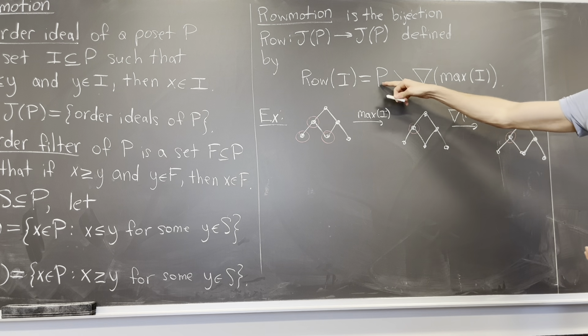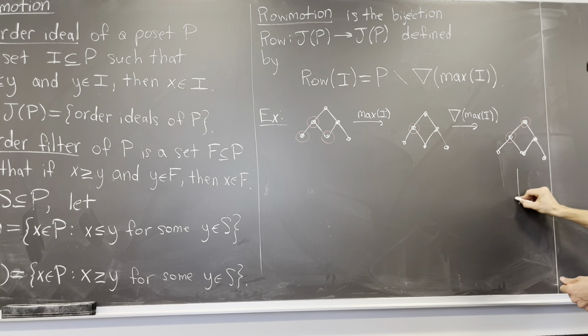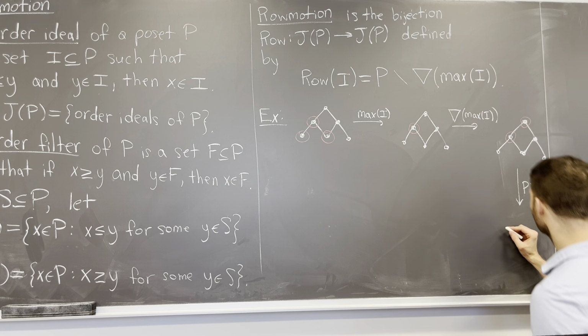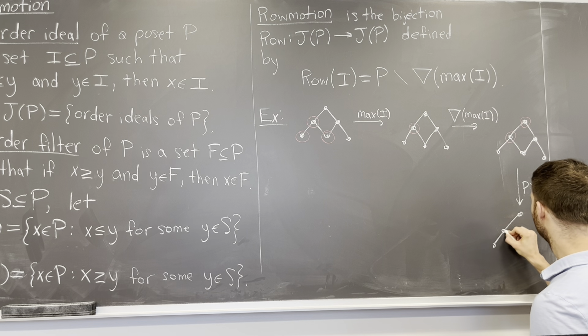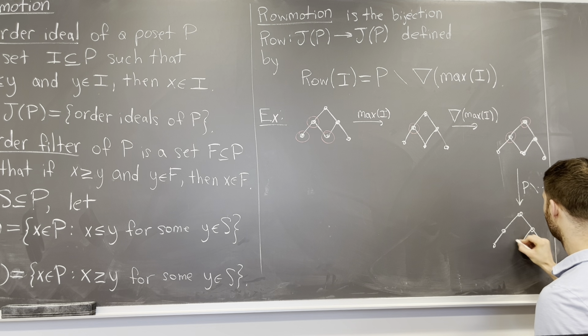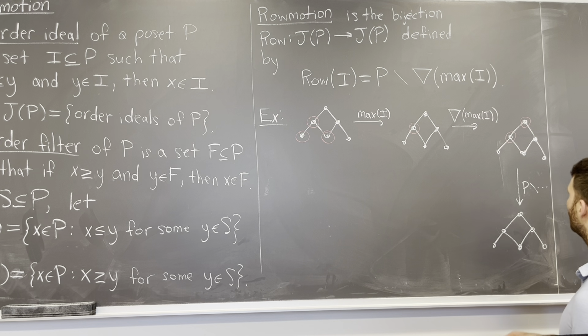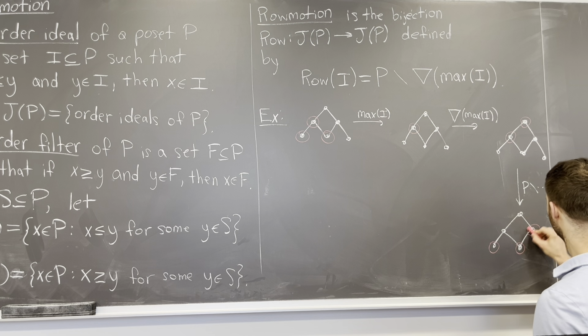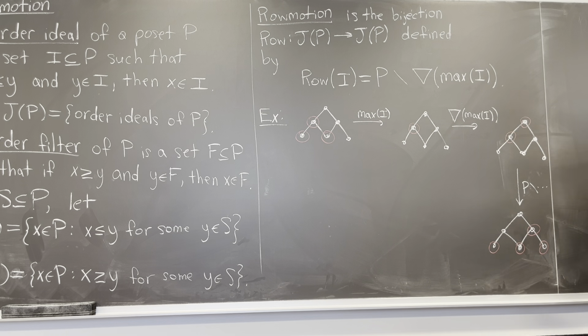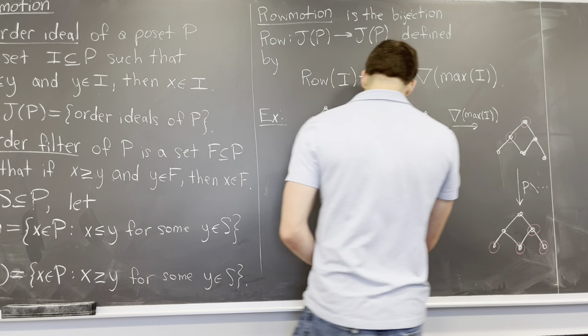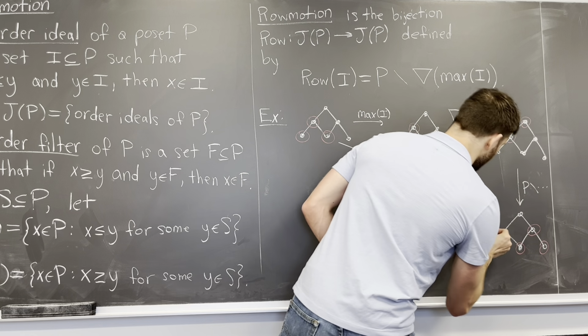And then the last step is I just take the complement inside of P. So P minus that. And this will be everything else. It's this. And so these 3 steps together are one application of Rowmotion.